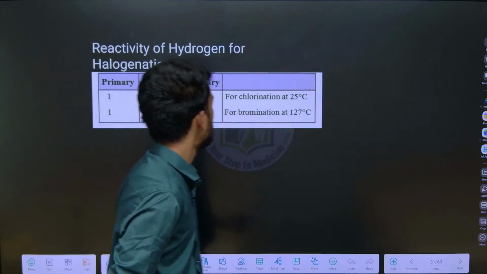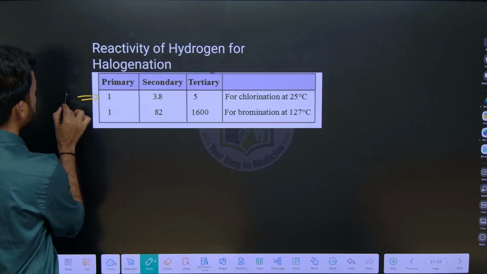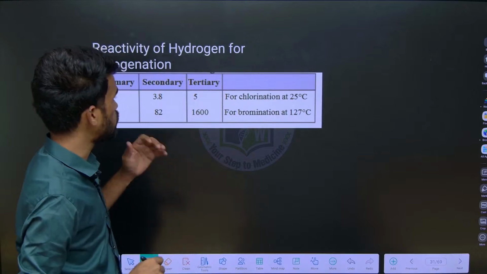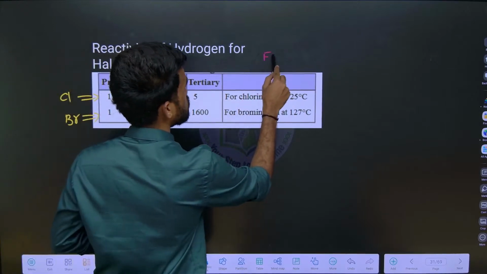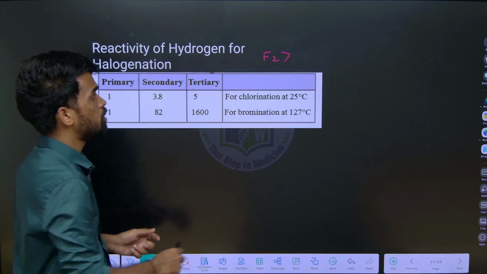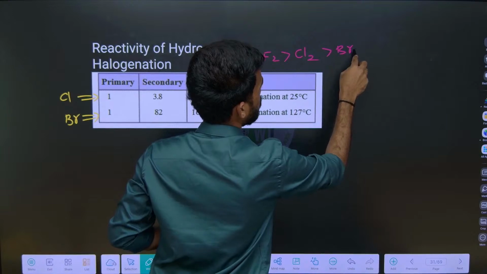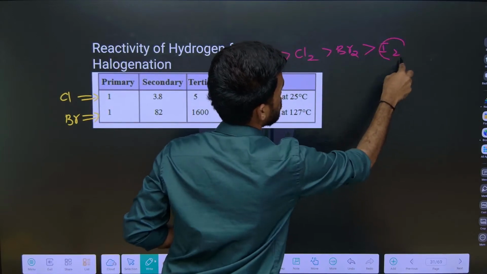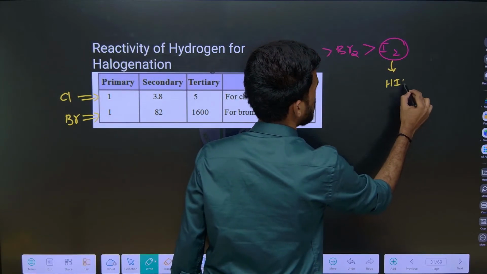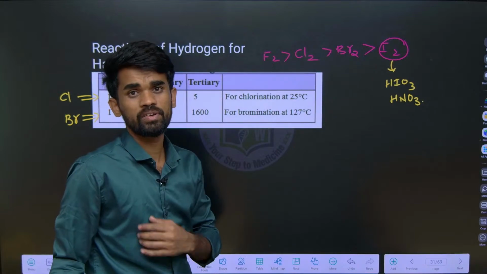Okay, next. What I told you is that we can do chlorination, and we can also do bromination, using this free radical substitution mechanism. I told you fluorination is too reactive, therefore we cannot handle that in the laboratory, so we do not prefer fluorination. But we can do chlorination, which is more reactive than bromination, which is more reactive than iodination, and iodination is very slow. In order to do iodination, we need to use some oxidizing agents like HIO3 or HNO3.